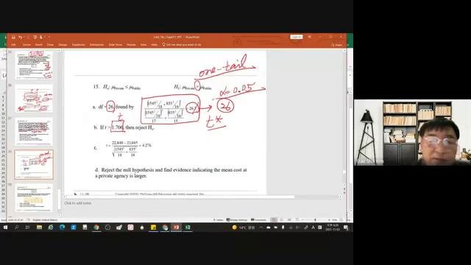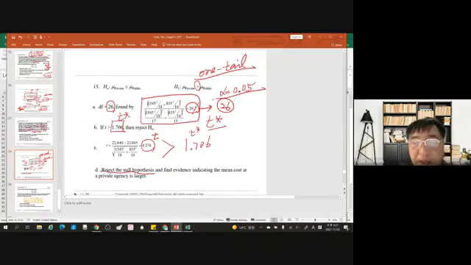This is T star. Our calculated T value is greater than 1.706. This is T star, calculated T. So we will reject H0. So we find evidence indicating the mean cost at private agencies is more expensive.